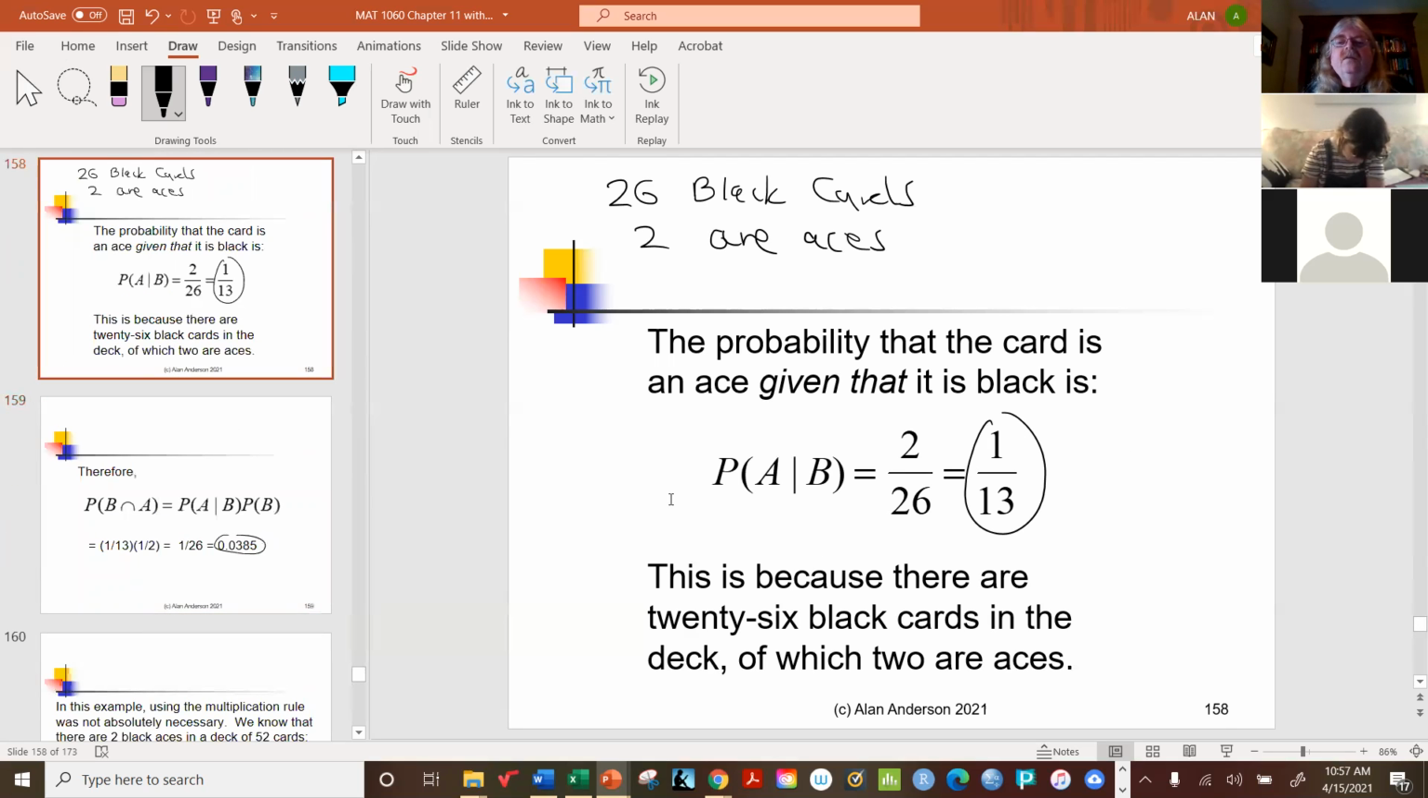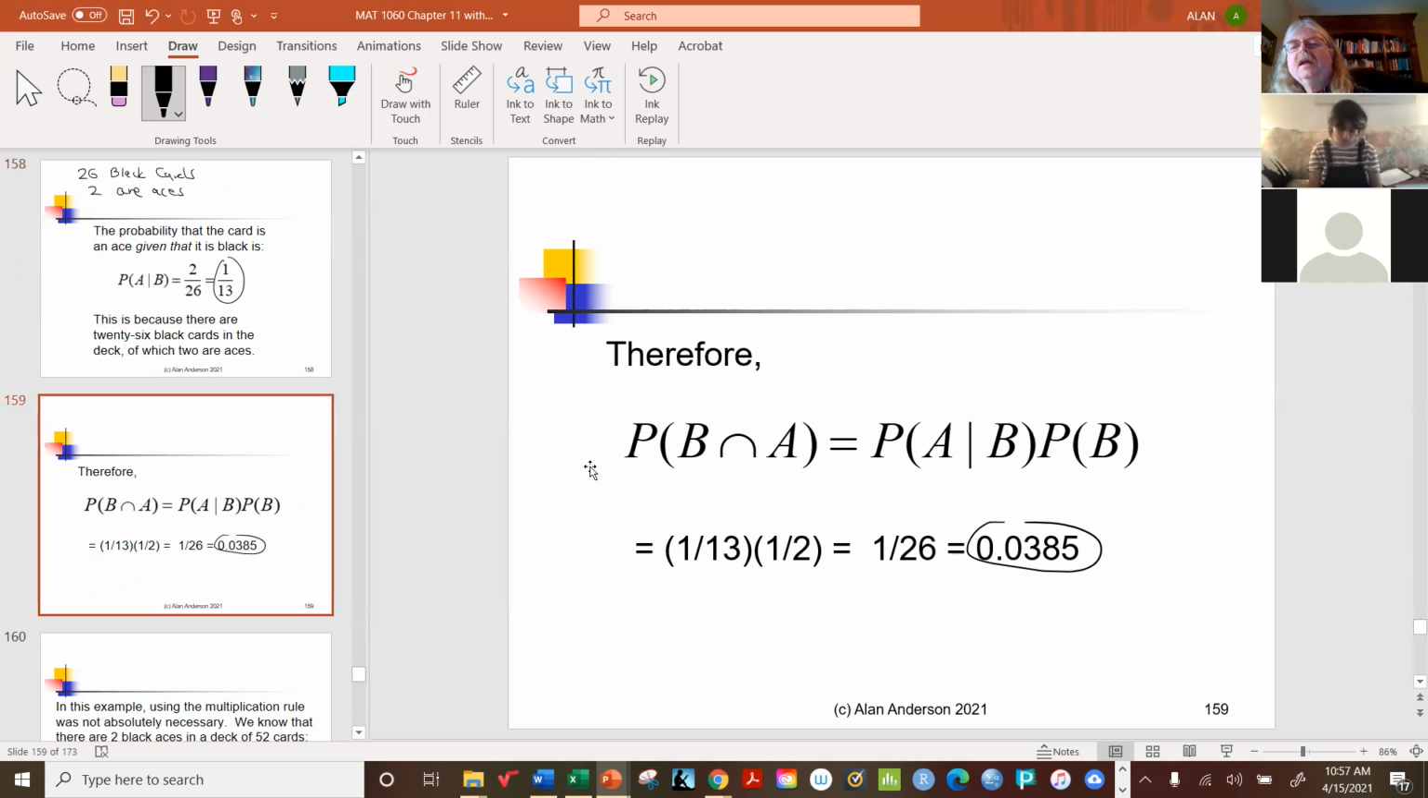So once again, we substitute these back into the equation. And guess what we're going to find out? It's the same. It has to be the same. And so you see, if you plug them in, you will in fact get, again, 1/26 or 0.0385.